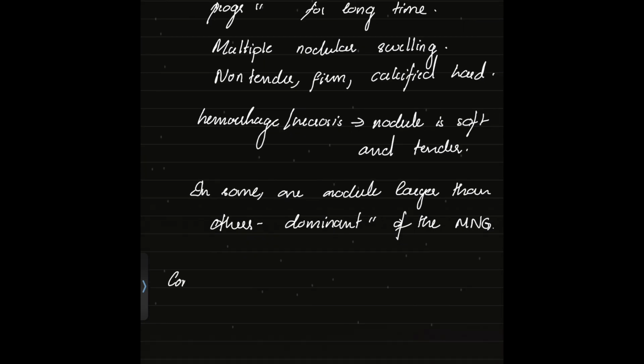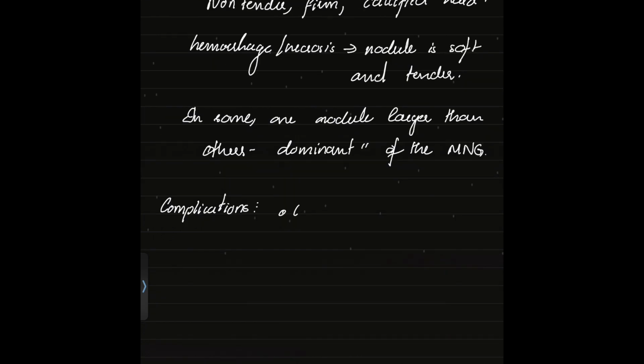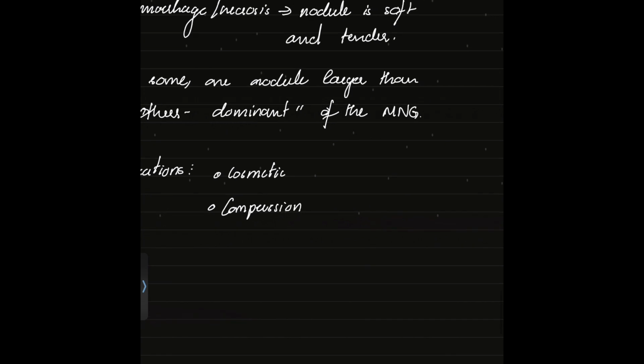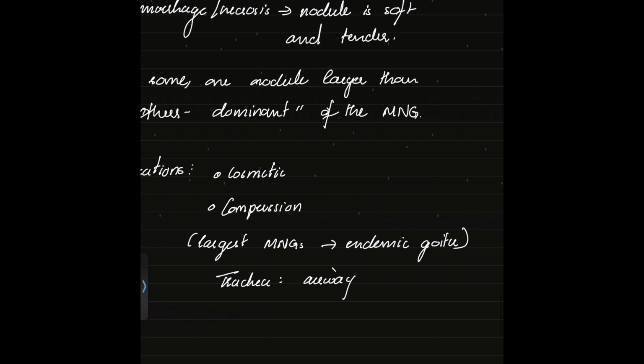Now what are the complications of multinodular goiter? This will include cosmetic complication, so the appearance of the person can be a problem because of the swelling. Next is the compression symptoms. This swelling can compress the trachea and cause breathing difficulties. The largest multinodular goiters are due to endemic goiter, and this can cause compression symptoms when the swelling is very large. In the trachea there can be airway obstruction. In the esophagus there can be swallowing difficulties.